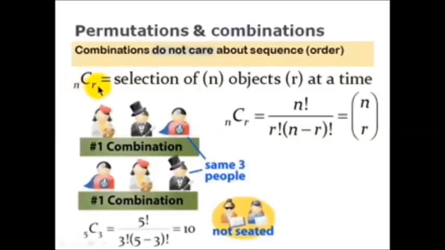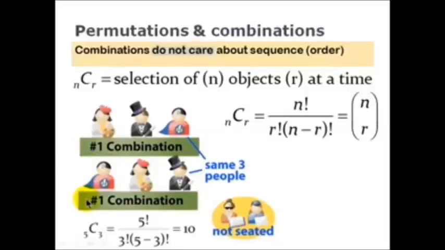Now, combinations are similar, but a combination does not care about the sequence of the order. So it is given also here denoted with 2 subscripts, N and R, but a C instead of a P, C for combination. It's a selection of N objects taken R at a time. Notice instead of arrangement, we're saying it's a selection because we do not care about the sequence or the order. So if we take that same group, the artist, the magician, and Superman, and if the order changes, it's the same combination. It does not count as a separate combination.